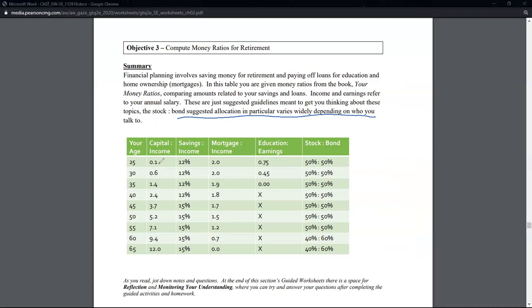So how does this table work? It gives you an age in multiples of 5 up to 65, which is for now when people typically retire, 65, 67. Social Security you can do at 62 or 67, whether you want your full benefit or a partial benefit.